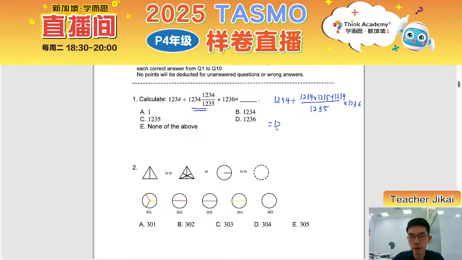Then the things will be like this: 1234 times, right? The denominator becomes the numerator, so 1235 goes on top. And this one is 1234 times 1235 plus 1 here. And then we times 1236. So 1236 cancels with 1236, and 1234 cancels with 1234. So it is 1235 here. Alright, so the answer here is 1235.